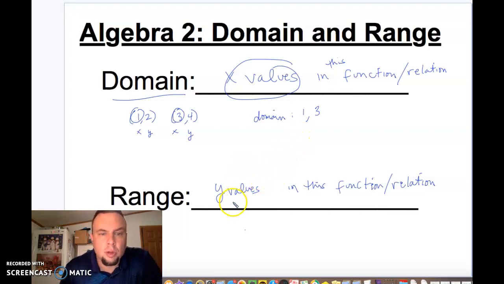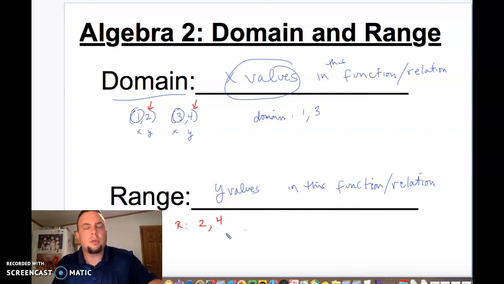Let's go to range real quick with this same thing. And the range, and get a different color pen here. The range will be all the Y values of this function. So look at the Y's. So right here you see 1. Right here you see 1. So the range of this function down here, so R for range, is, well, I got a 2 in my Y values and I got a 4. My Y values, and that's all you would write down. You'd write down my range is 2 and 4, right? So that's dealing with coordinates.